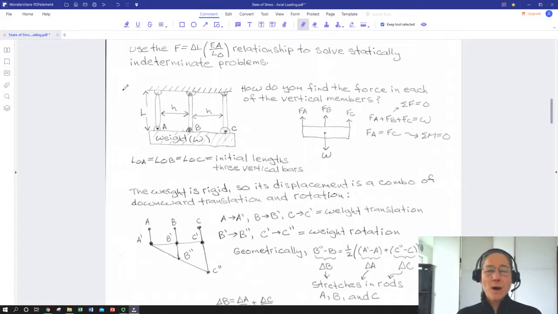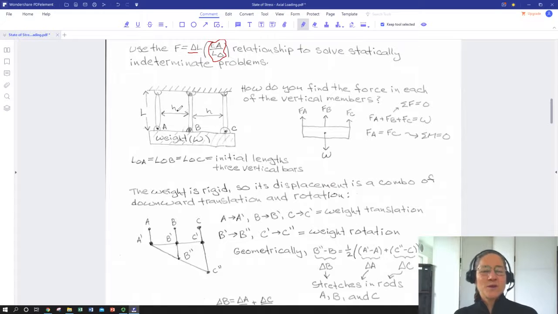Okay, so we're going to do an example to show how we use our force equals elongation times this spring constant stiffness expression, our EA over L0. So we're going to start with this weight. This is a rigid bar weight, and it's being held up by three little bars. They're all two-force members. They all start out with length L. There's our initial length, and they're all the same.